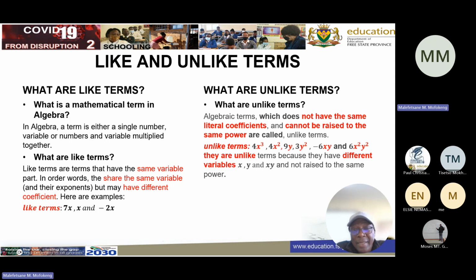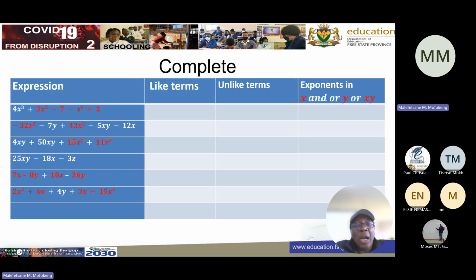They are unlike terms because they have different variables, which are x, y, and xy, and are not raised to the same power. Now we can complete the following expression by writing like terms, unlike terms, and exponents in x and/or y and/or xy.